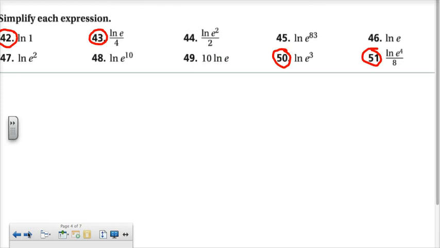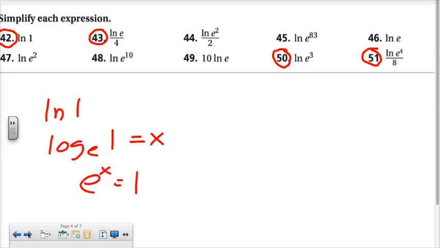Number 42 says simplify each expression, and I love these because it makes you think about the process of the lengths that we go to work with numbers in mathematics. This is a logarithm base e of 1. And you think, okay, well, how am I going to get that to happen? So it equals something, I don't know what it is. e to the x equals 1. Well, e to the 0 always equals 1. So this is just a very cool way for us to write 0, natural log of 1.